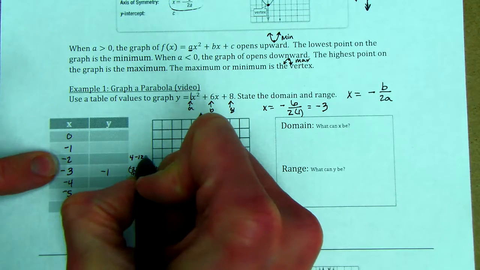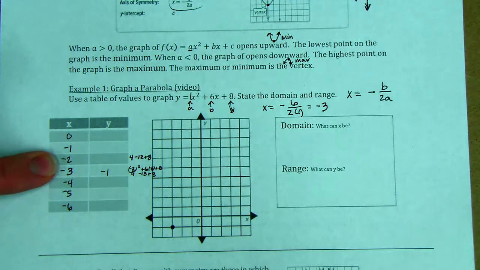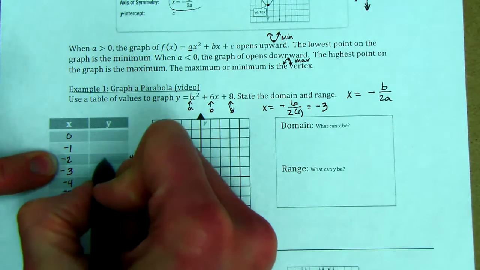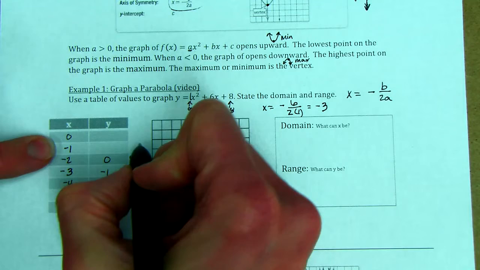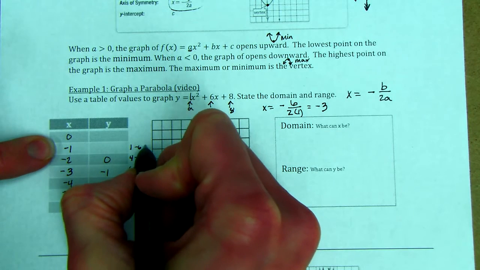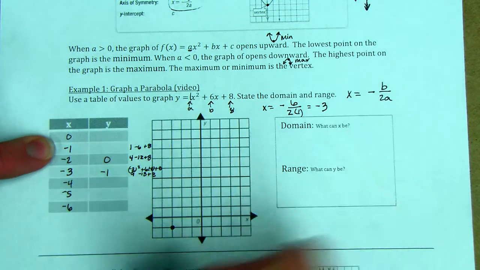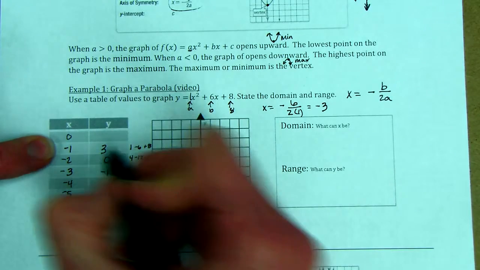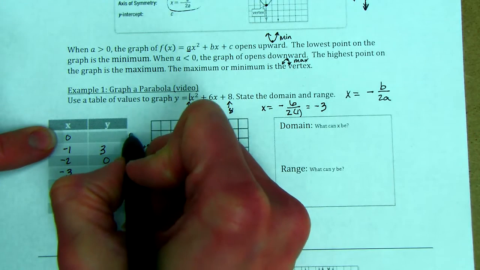Put negative 1 in there. Negative 1 squared is 1. Negative 1 times 6 is negative 6, and plus 8 gives me a positive 3. And then 0, that's easy. 0 minus 0 plus 8, I get 8. So I can plot those, I think.